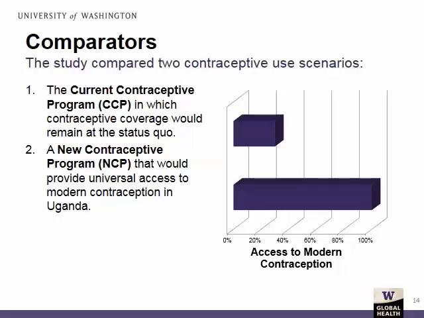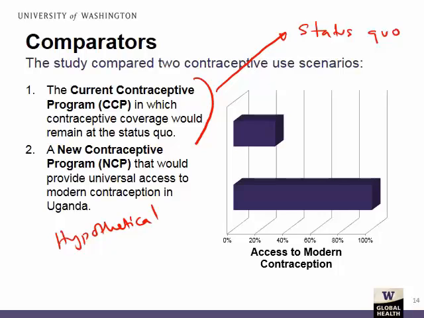So in this study, we compared what we call the current contraceptive program. And this was a contraceptive program in which there was a coverage rate equivalent to what it was then. So it was a status quo comparator. And we compared it to a hypothetical new contraceptive program. And in this program, you would have 100% access to modern contraceptives. This means that every woman who wanted to use modern contraceptives could actually get access to them through the government system.